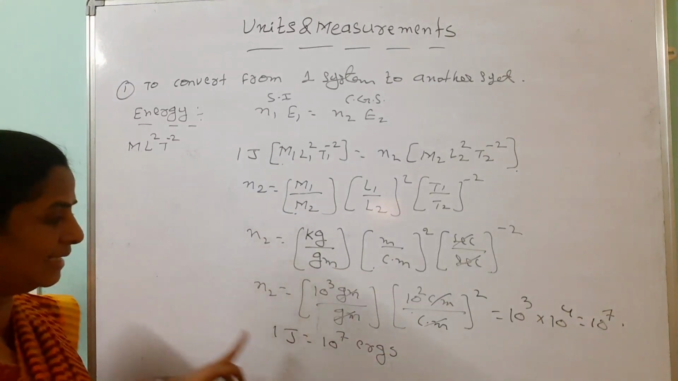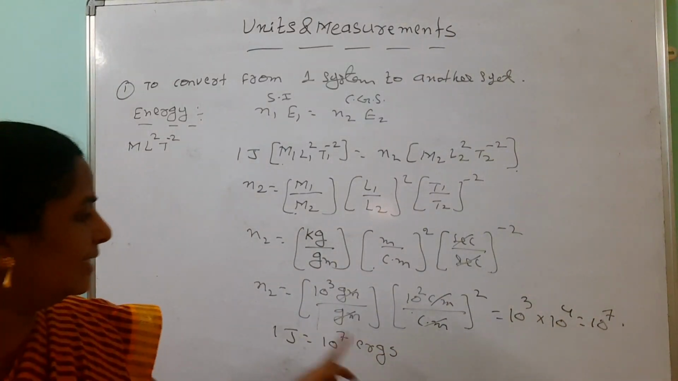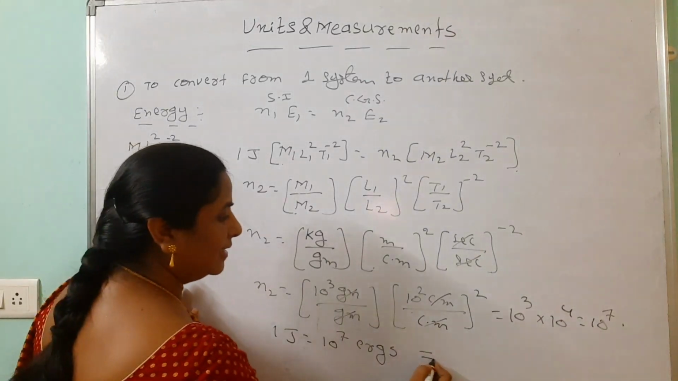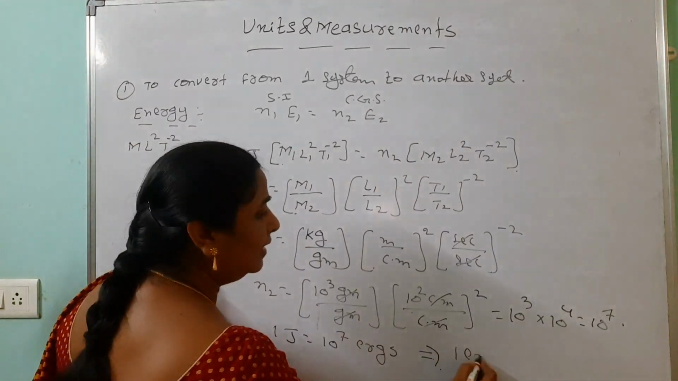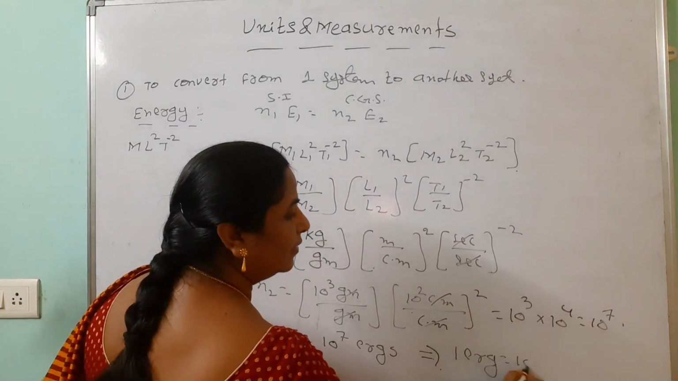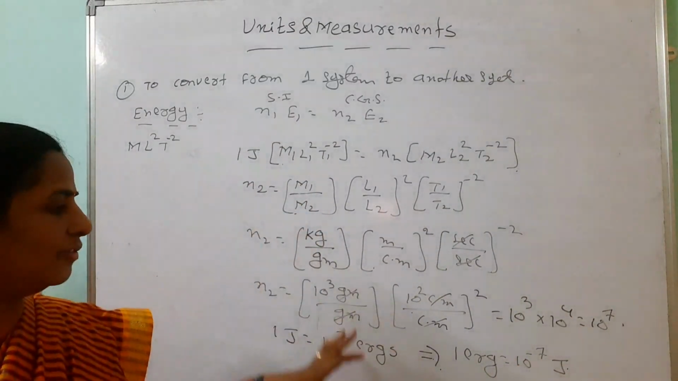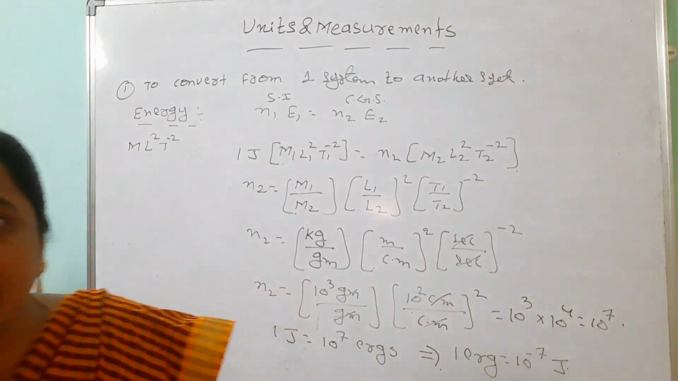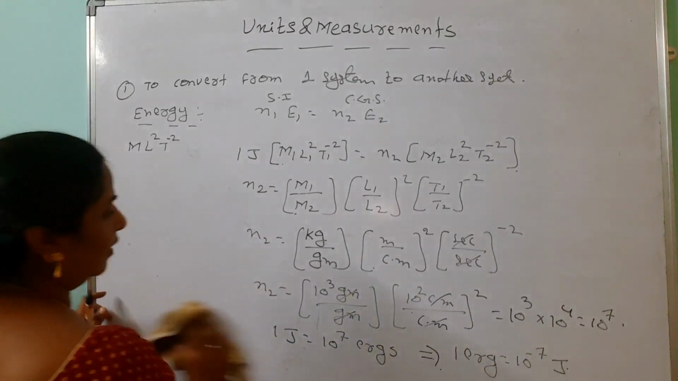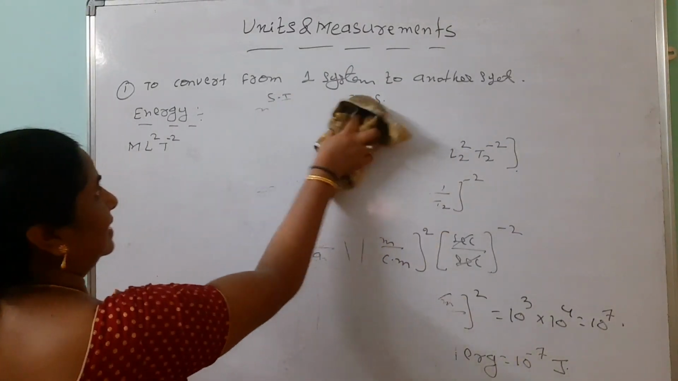Don't confuse. This is in the SI system and this is in the CGS system. And you can say that here 1 erg equals 10 to the power of minus 7 joules. Like that we can convert from one system to another system. Then one more application we are discussing here.